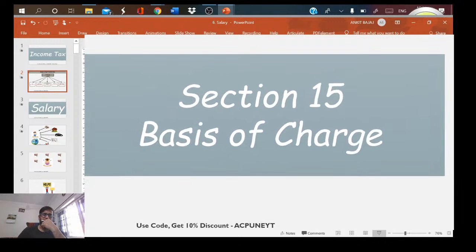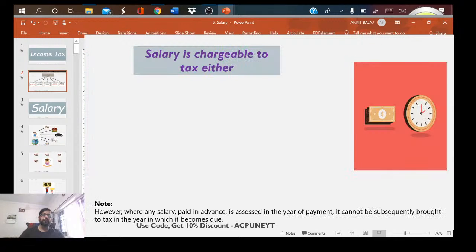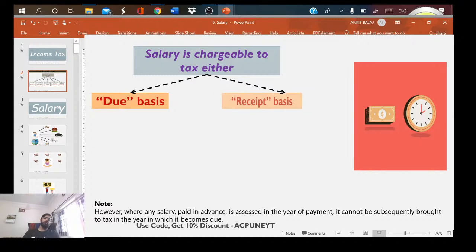Then section 15, basis of charge, is given. So salary is chargeable to tax either on due basis or receipt basis, whichever is earlier. Are you able to understand this point? Due basis or receipt basis, whichever is earlier, it will be taxable on that basis. So what is due basis?